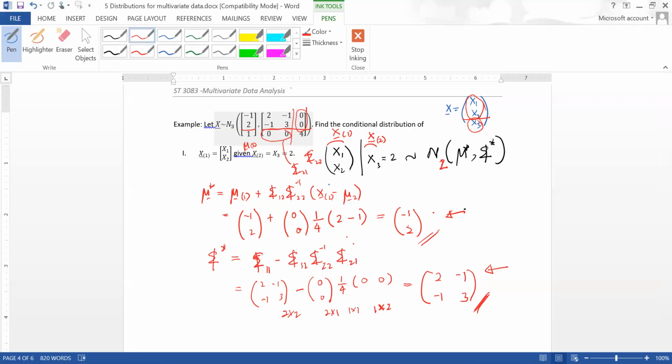So for the distribution of x1, x2, x3 does not matter, because the two are independent. So the conditional distribution is the same as the marginal distribution. That's why we have mu star and sigma star directly as the x1, x2 values. Actually, without plugging in all this, you could have just said those two are independent. So the x1, x2 distribution given x3 is the same as the x1, x2 distribution. Any question here?